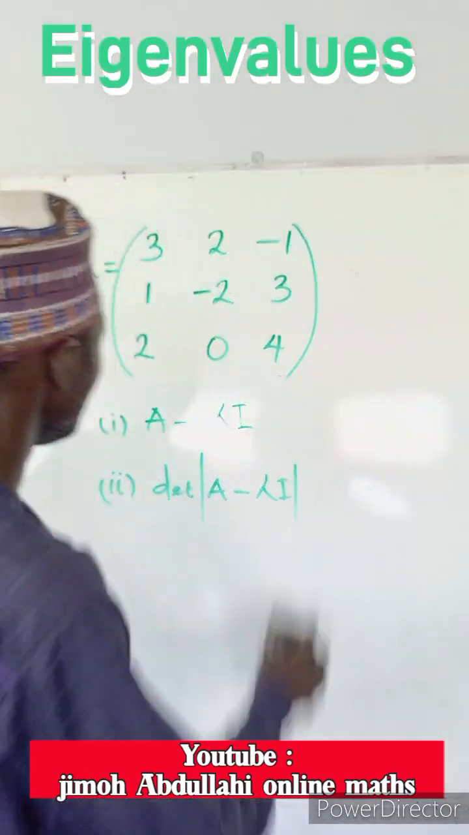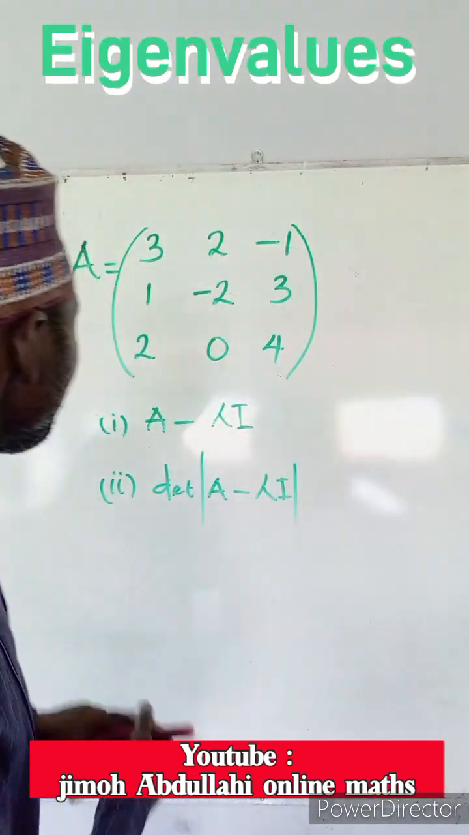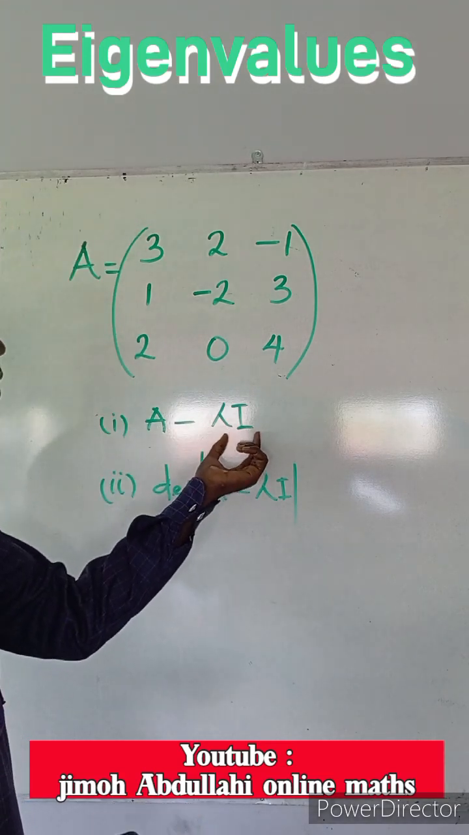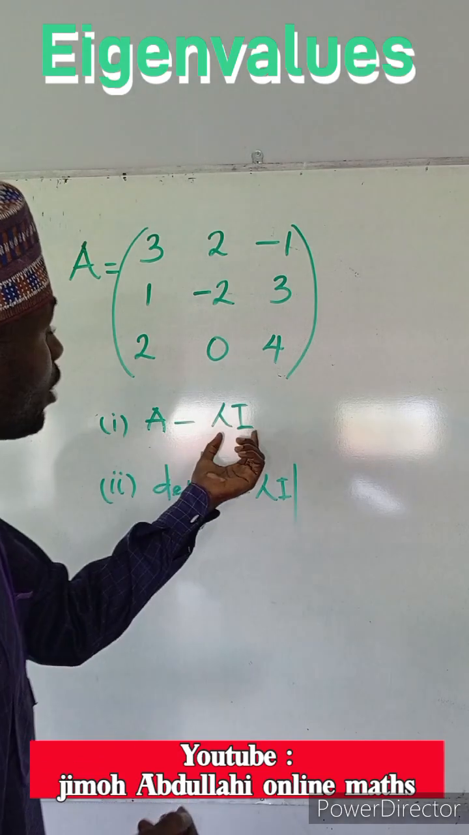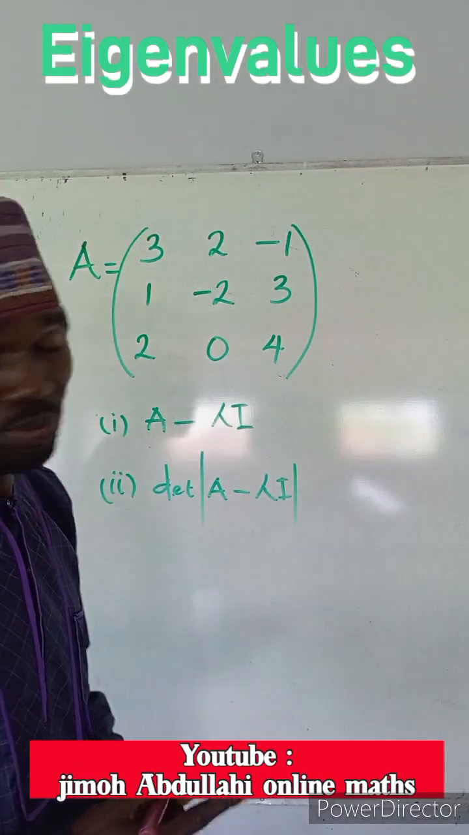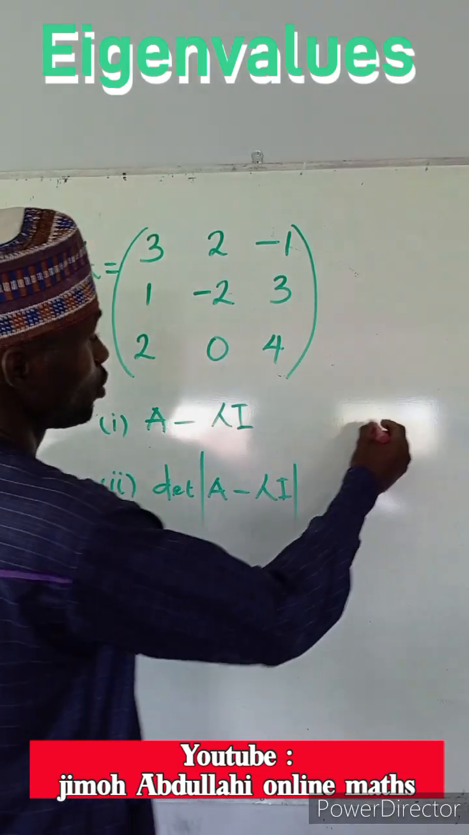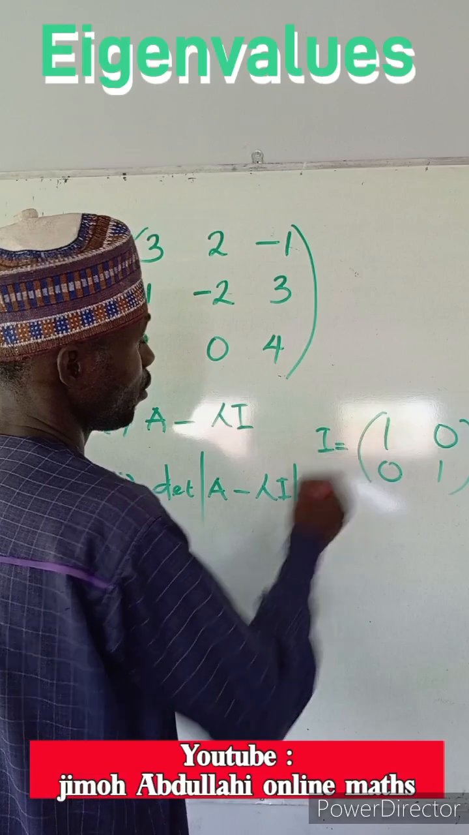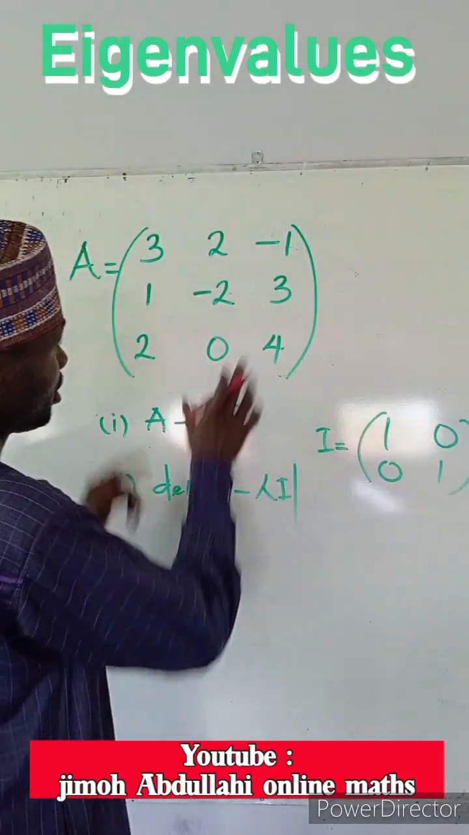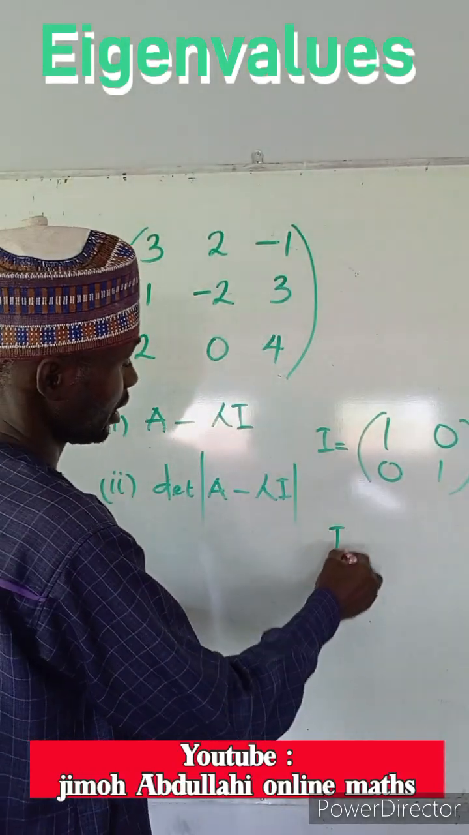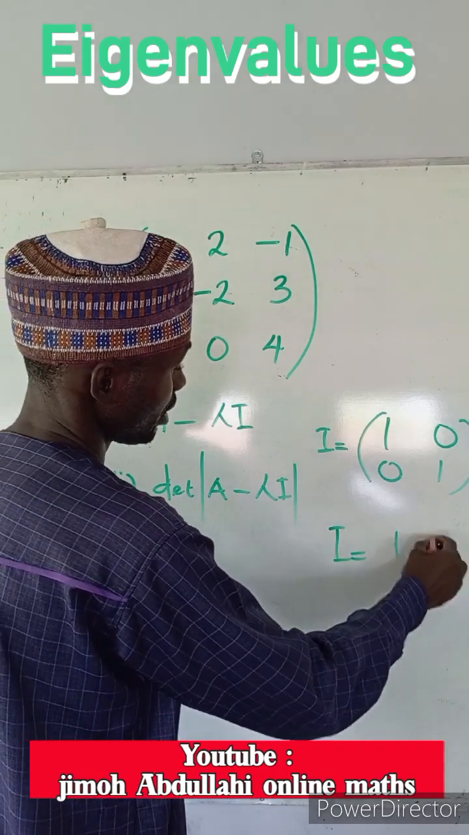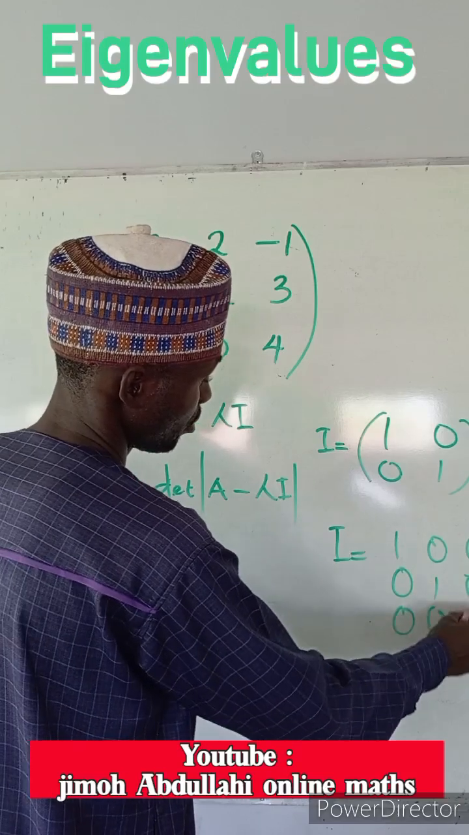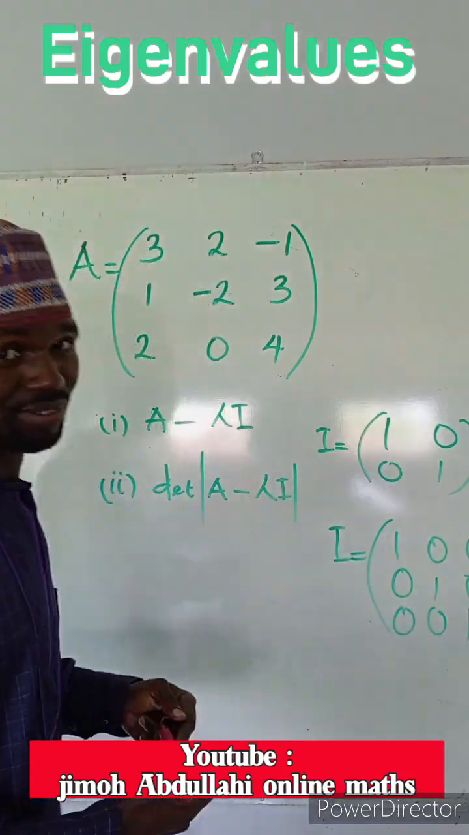So the first thing we are going to do here is to start with this. Now, don't forget that this is our A. And this is the unit matrix. And the unit matrix is always in line with the type of matrix given to you. If you are given 2 by 2, you use 1, 0, 0, 1. This is the I for 2 by 2. If it is for 3 by 3, like the one we have here, the I, that is the unit matrix, is 1, 0, 0, 0, 1, 0, and 0, 0, 1. That's what you are going to have.